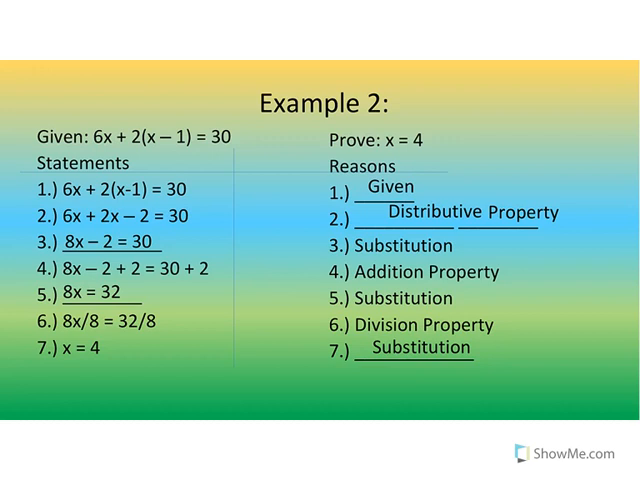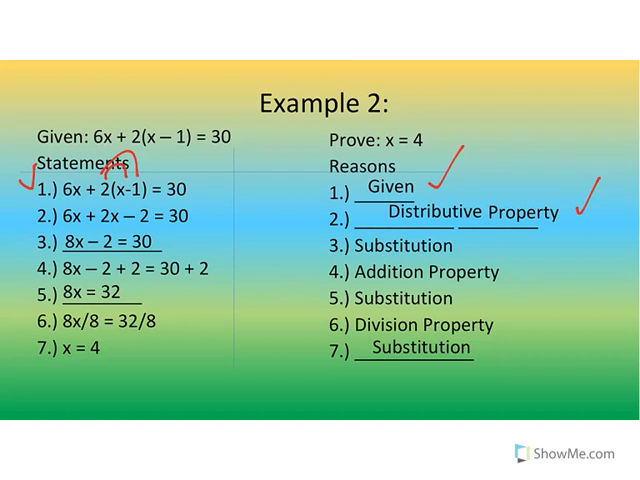So we're given that 6x plus 2 times the quantity x minus 1 is equal to 30, and we want to prove that x is equal to 4. So as we said before, in the two column proof, the first column is your statements and your second column is your reasoning. So step 1 will always be what is given to us. In step 2, we work this out, so we're using the distributive property.